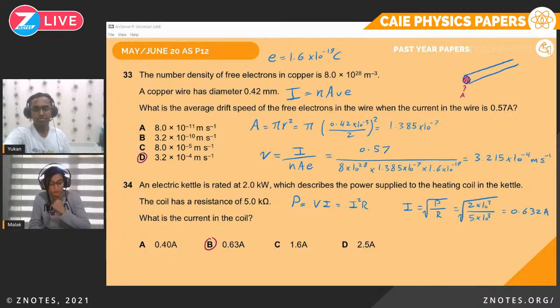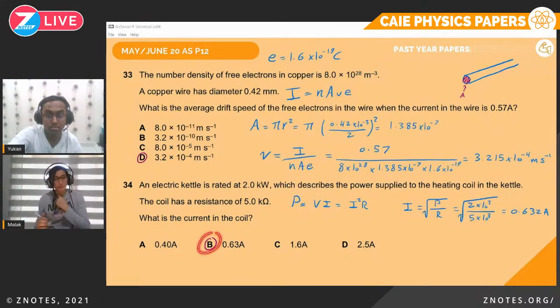An electric kettle is rated at 2 kilowatt, which describes the power supplied to the heating coil in the kettle. The coil has a resistance of 5 kilowatt. What is the current in the coil? So you have the base equation, P equals VI, which then equals I square R. So P equals I square R. We isolate I on this side right here, and we get I equals square root P over R. You plug in your numbers and you get the answer B.